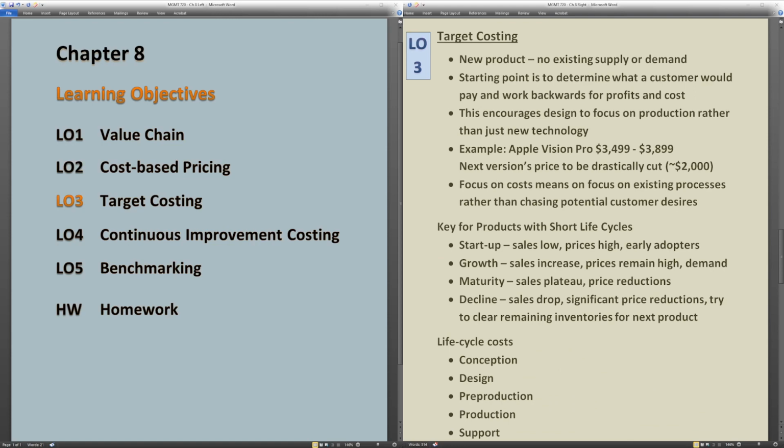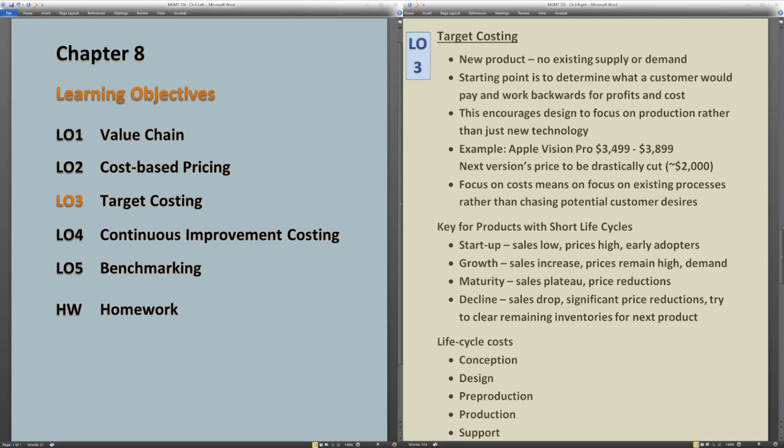And as I was just mentioning, if you have a new product with no existing supply or demand, you've got to come up with some idea of what your price is going to be. And so that's something we would call target costing. Well, your starting point is to determine what you think. You've got a certain set of features for your product that you think the customer wants. What do you think the customer will pay for that? And work backwards.